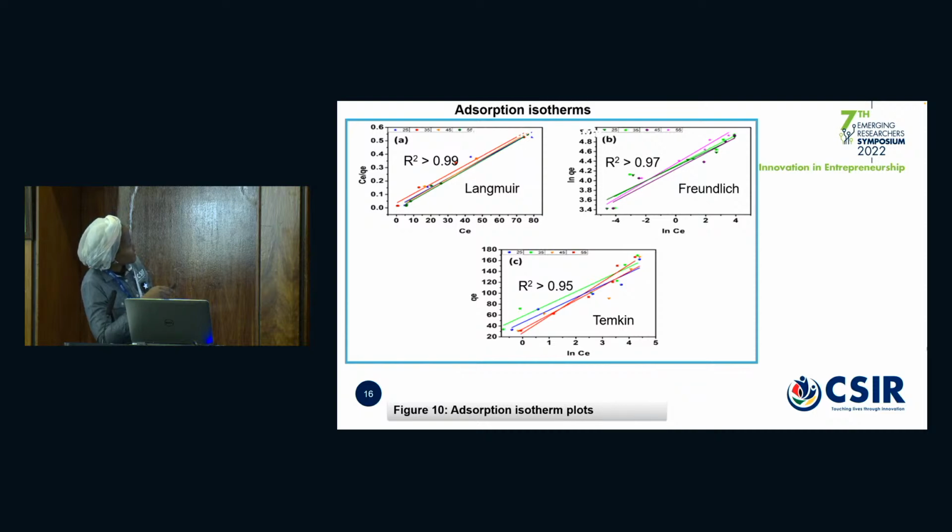As you can see from these graphs, we have used some of the values such as the correlation coefficient. For Langmuir, which is 0.99, Freundlich 0.97, Temkin, which is 0.95. So from this data calculated, the absorption for Langmuir was favorable, and of course the data were best fitted for the Langmuir model.